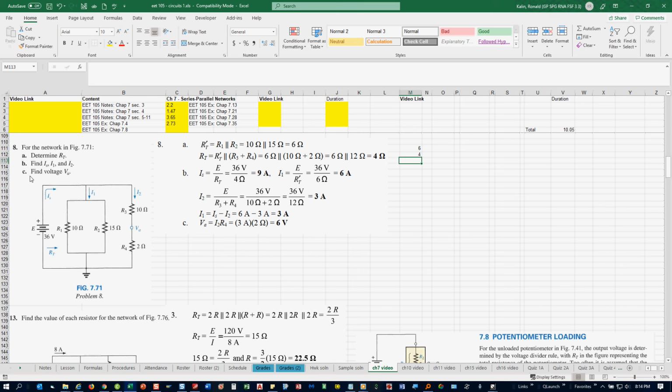And then part C says find voltage VA. VA is the voltage if you put a multimeter from this point to ground. That's what that means, that VA. So that's going to be, if you stuck a multimeter from here to here, what's it going to read across R4? So that would also be the current going through R4, which is I2, times R4. So it's going to be 3 amps times 2 ohms equals 6 volts.